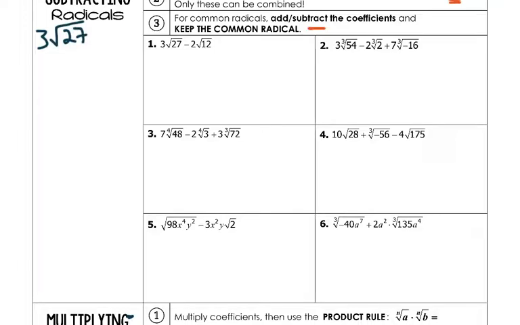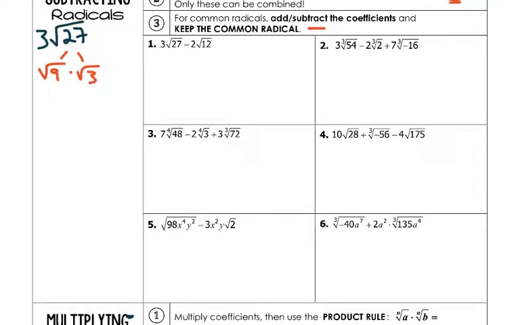Now, are there any perfect squares that are factors of the square root of 27? Let's look. Divide 27 in half, it's around 13. Let's go to the first perfect square that we hit that's less than 13. 9 is the first perfect square. So there we go, square root of 9 times the square root of 3.